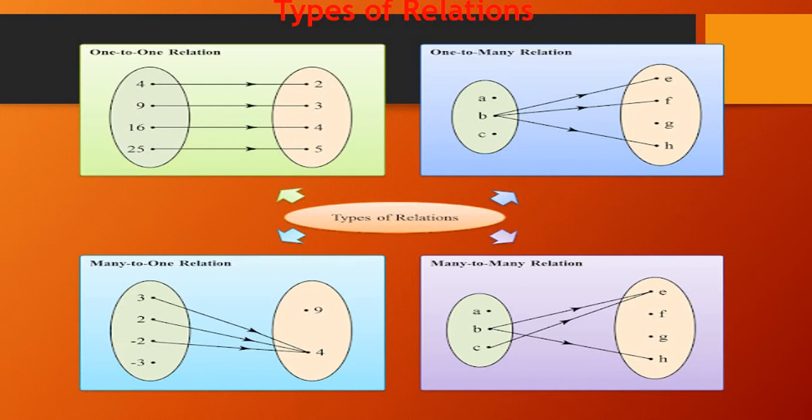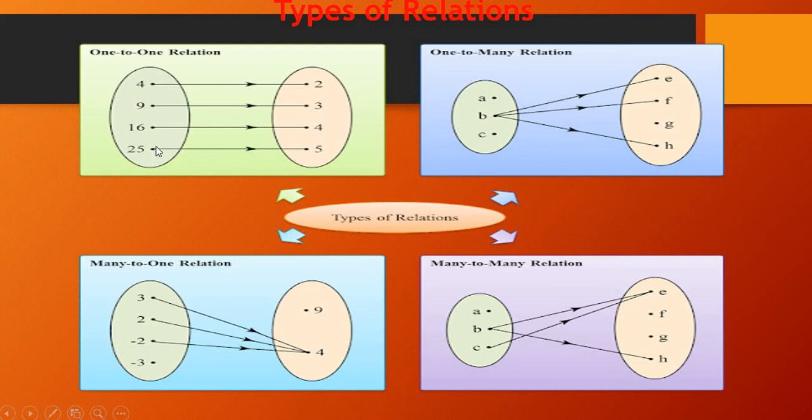All right? Types of relations. There are 4 types of relations, which are one-to-one relation, one-to-many relation, many-to-one relation, and many-to-many relation. So here, the first diagram that I have is an example of a one-to-one relation. If you look closely enough, you can see that 4 is mapped onto 2, and 9 is mapped onto 3, 16 is mapped onto 4, and 25 is mapped onto 5.